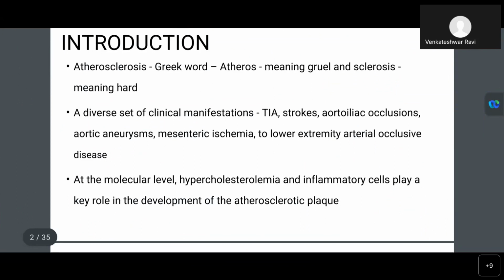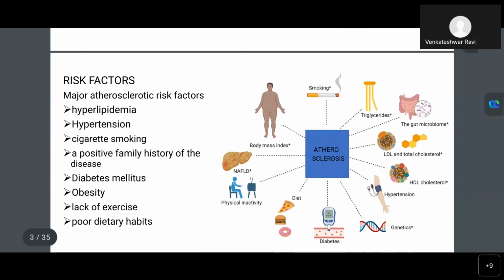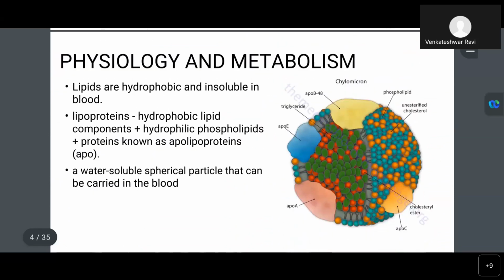Aortic aneurysms to lower extremity arterial occlusive disease. At the molecular level, hypercholesterolemia and inflammatory cells play a key role in the development of this atherosclerotic plaque. The major risk factors include hyperlipidemia, hypertension, cigarette smoking, positive family history, diabetes mellitus, obesity, lack of exercise, and poor dietary habits. A small gist on physiology and metabolism of lipids.